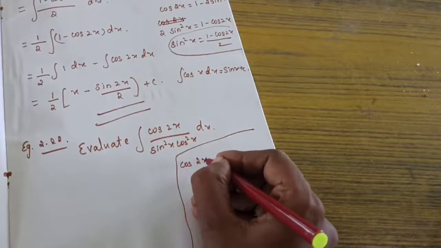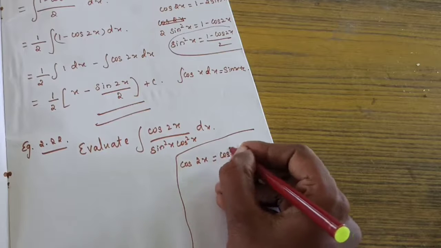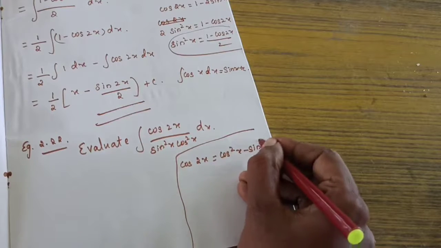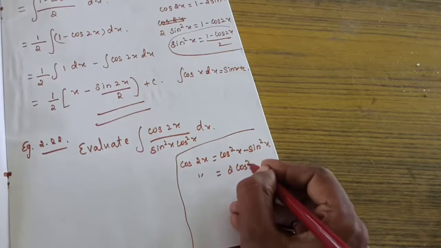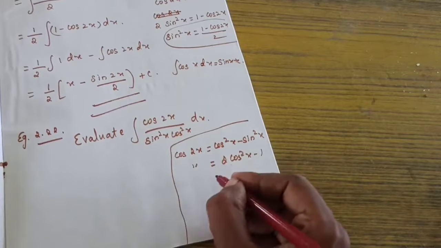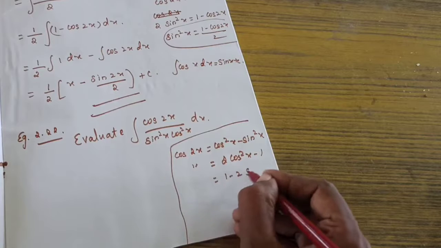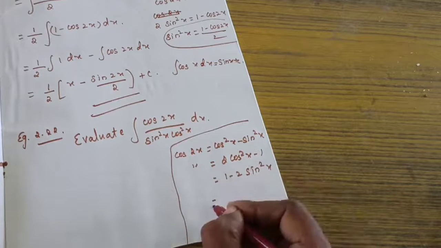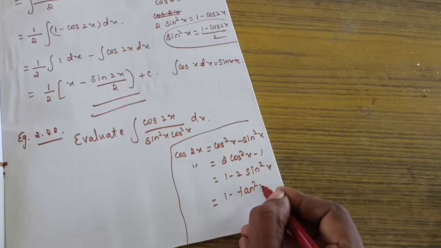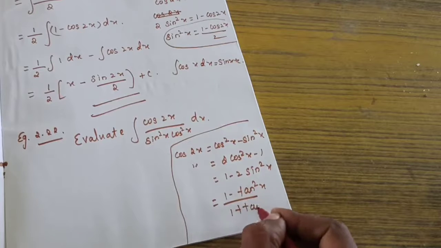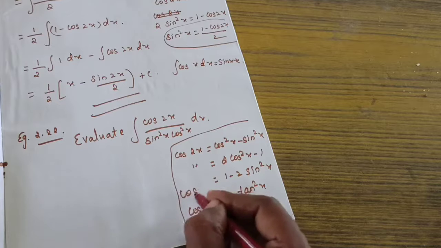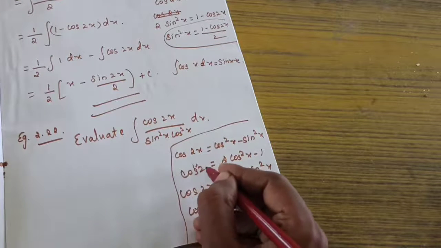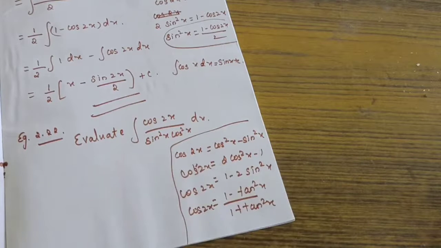I am writing all the formulas for you. Cos 2x is equal to cos square x minus sin square x, one formula you have learned. Then another formula, 2 cos square x minus 1. That is equal to 1 minus 2 sin square x, you learned one formula. Another one, 1 minus tan square x divided by 1 plus tan square x. Every formula is for cos 2x. Okay. These are all the formulas for cos 2x. Do you remember?